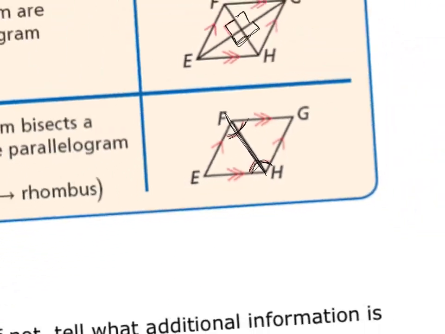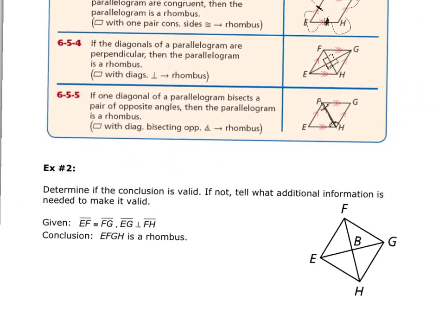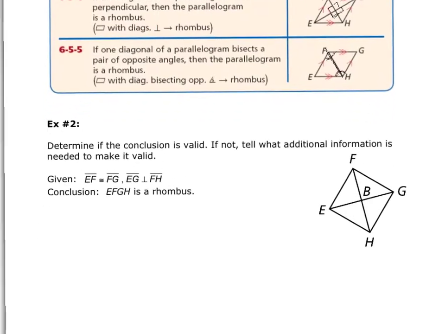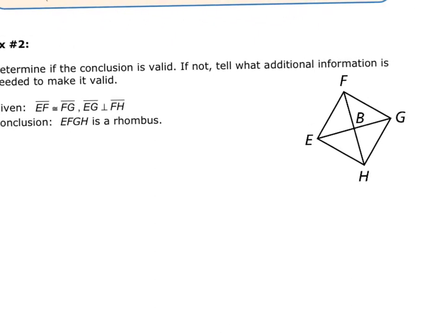Okay, so let's take a look at a couple of examples. Let's see what the conclusion is, whether it is a valid statement. Okay, so let's look at number 2. It says determine if the conclusion is valid. If not, tell what additional information is needed. It says EF is congruent to FG, so let's go ahead and do that. EF is congruent to FG, and EG is perpendicular to FH.